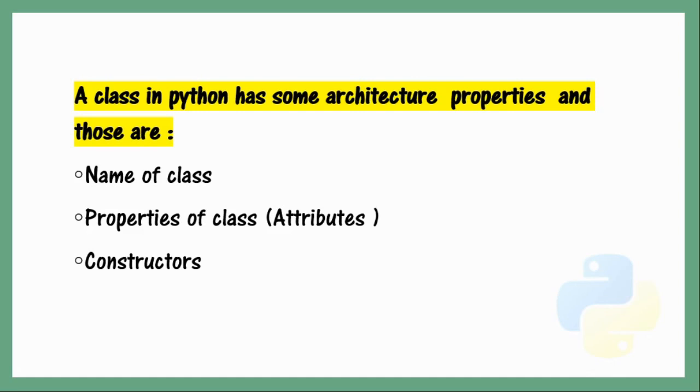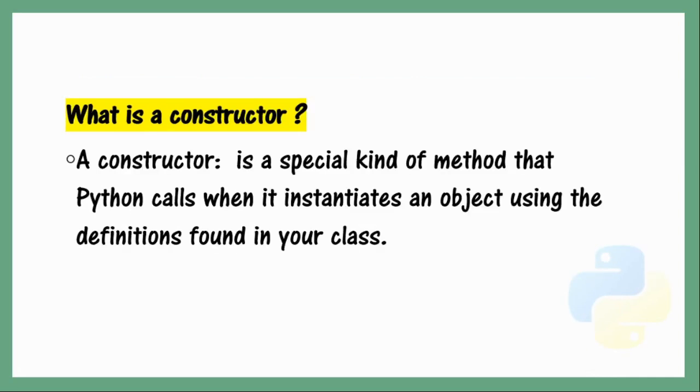The class in Python has some architecture properties, and those are the name of the class, properties of the class, and constructors. What is a constructor? A constructor is a special kind of method that Python calls when it instantiates an object using the definitions found in your class. Python relies on the constructor to perform tasks such as assigning values to any instance variables that the object will need when it starts. Now, let's hit the road and start to see how this stuff could be done in Python.